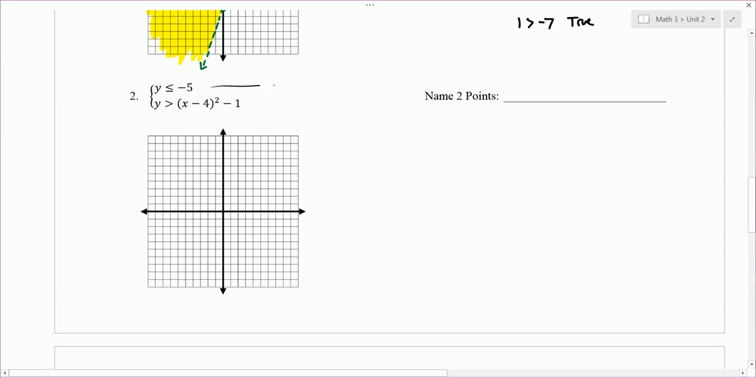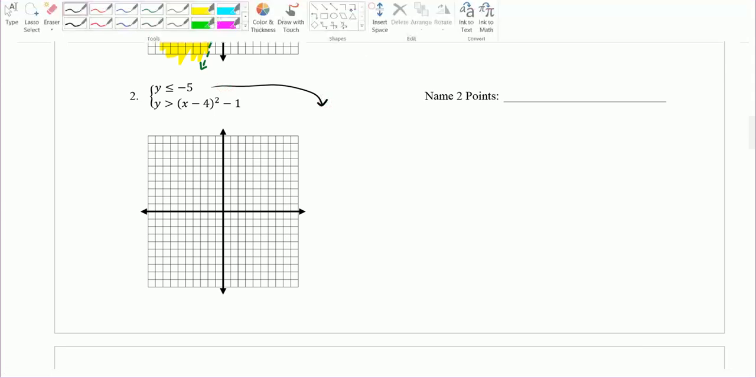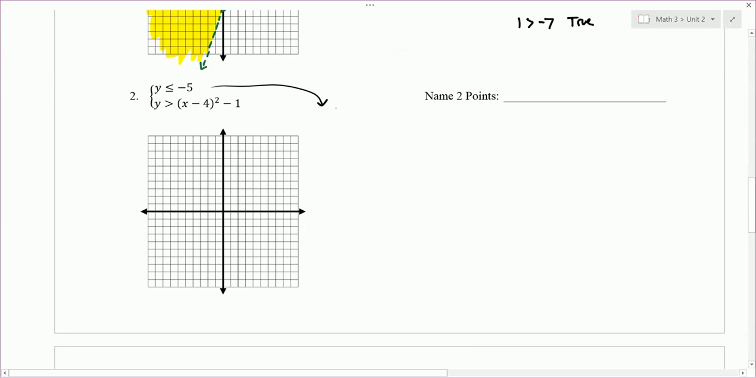So first graph, think of it as an equal sign first. So y equals negative 5. Hey, this is the nice one we like. It's a horizontal line at a height of negative 5. So 1, 2, 3, 4, 5. I'm going to put a point there, and then we have to decide our 2 questions.